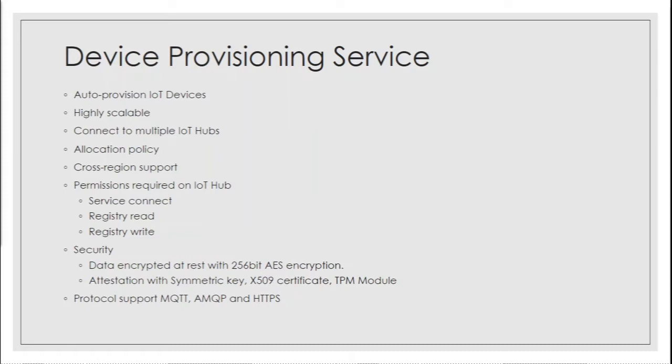As you can see, the device provisioning service is an auto provisioning service for IoT devices. It is highly scalable and it can connect to multiple IoT hubs. So if you are having 20 devices, you can configure 10 devices to be registered or provisioned with IoT Hub 1, and you can configure the other 10 devices to be provisioned with your IoT Hub 2. And you have different allocation policies also here, which we'll look at in some time. An allocation policy is nothing but the logic of which device should get allocated to which IoT hub. And device provisioning service also supports cross region support.